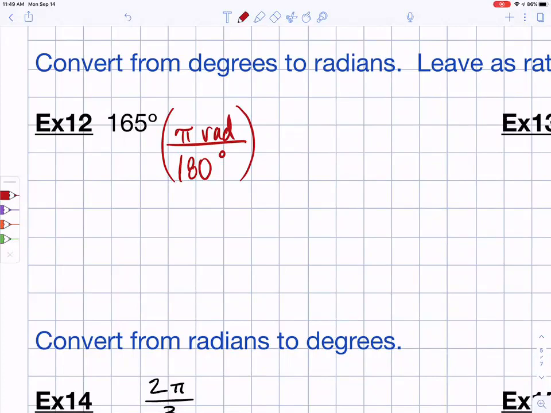So when you get 165 divided by 180, math, frac, what do you get? 11/12. Okay, so then don't forget your pi, it's still in there. 11 pi over 12.